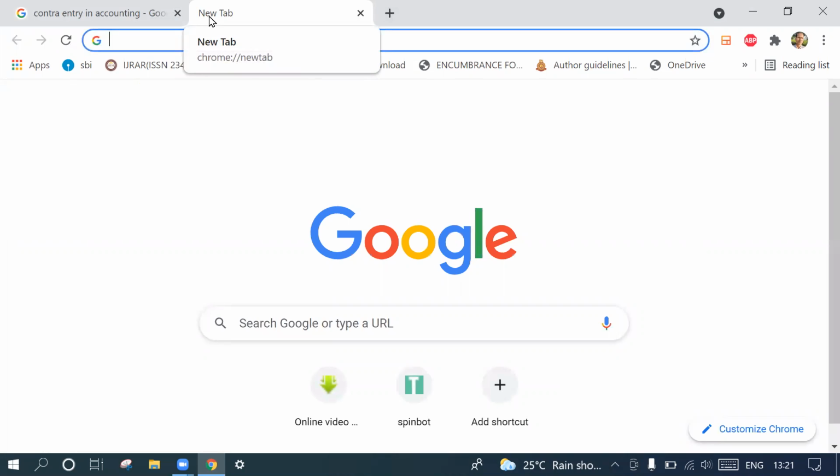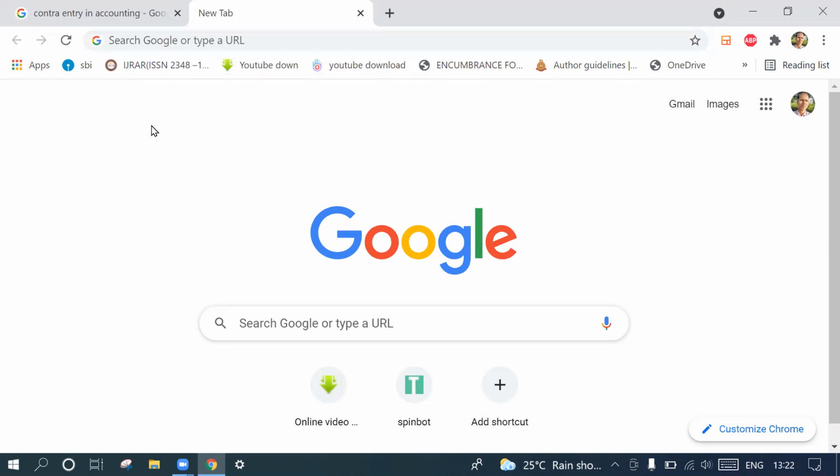Today we are going to see the contra entry and the problem on the contra entry. What is the contra entry, and some transactions regarding the contra entry using the Tally ERP 9 software.